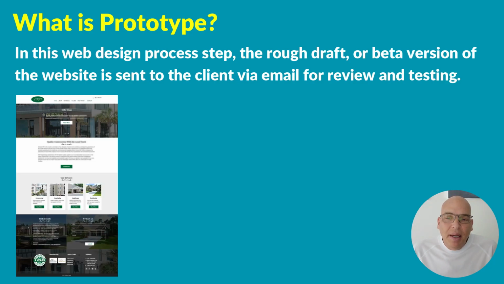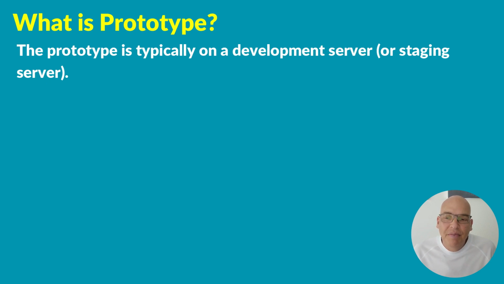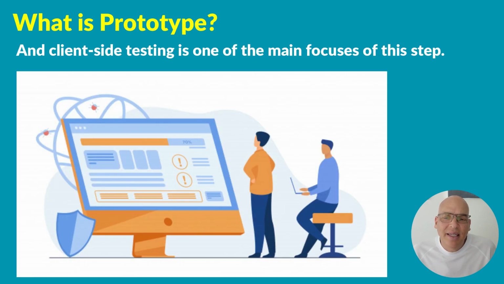In this web design process step, the rough draft or beta version of the website is sent to the client via email for testing or review. The prototype is typically on a development server, also known as a staging server. And client-side testing is one of the main focuses of this step. We're going to get into this in a little bit.